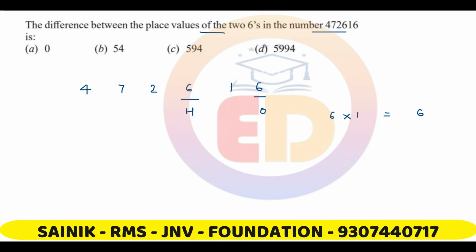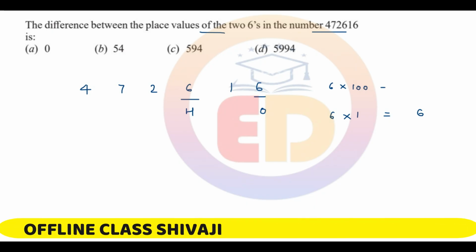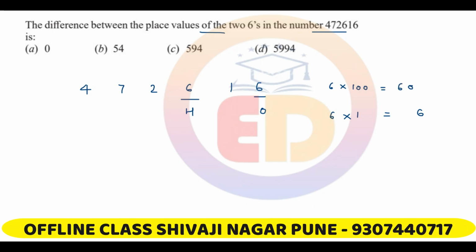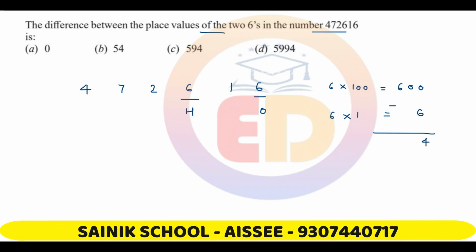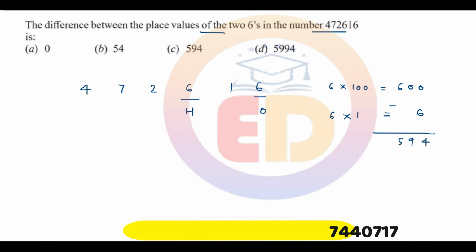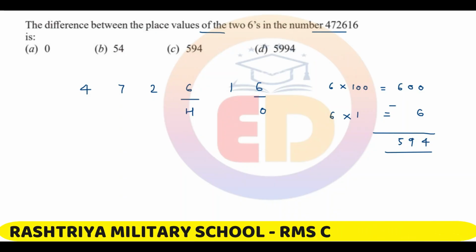And the place value of this at 100's place, it is 6 multiplied by 100, it is 600. On subtracting, we get this is 4, this is 9, this is 5. Answer is 594. Option number C.